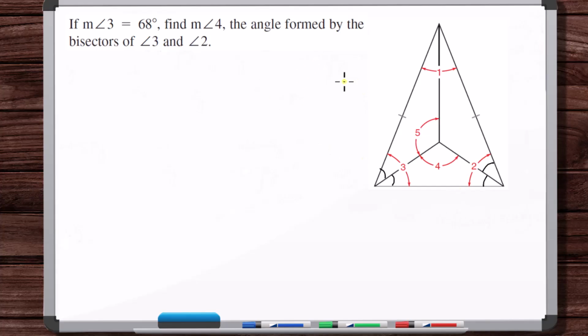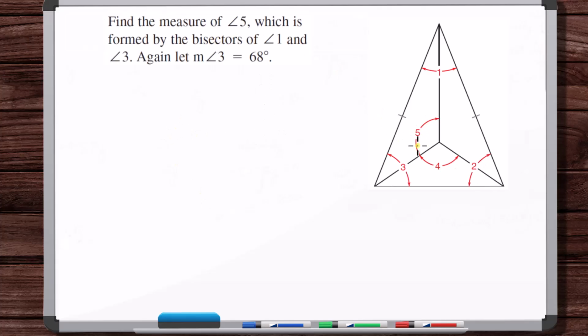Now, if the measure of angle 3 is 68 degrees, then these angles are 34 degrees. The problem we just worked was just like this. So, what's the measure of angle 4? Well, 34 plus 34 plus the measure of angle 4 is 180. So 34 times 2 is 68. So what is 180 minus 68? 112.